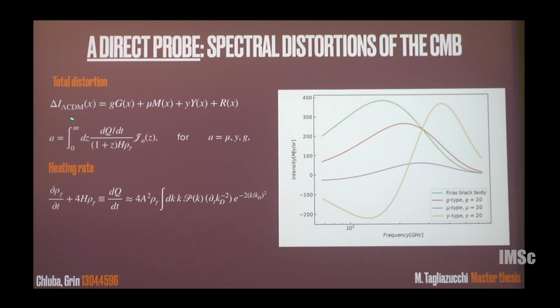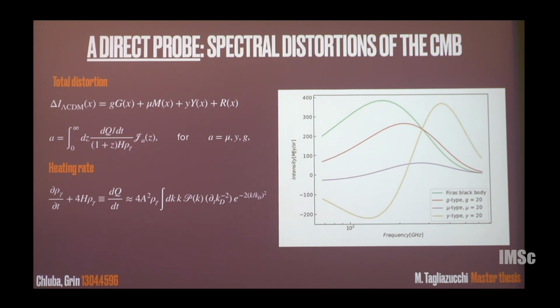So this is the variation in the intensity spectrum of the CMB. You have all different types. And this delta I, for each of g, mu, and y, which are the coefficients multiplying this specific spectral variation of the intensity, is an integration over the so-called heating rates, which are in turn a convolution of the primordial power spectrum over some window functions. So the amplitude of these spectral distortions depends on the primordial power spectrum itself.